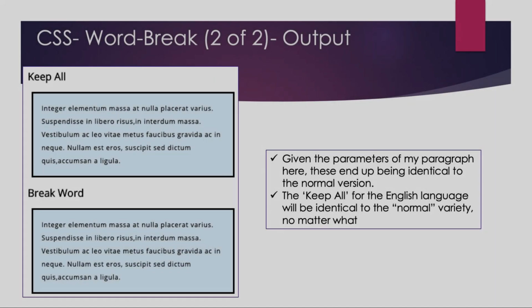So I mentioned this before, it really depends on your parameters, and given the parameters of my paragraphs here, these end up looking identical to the normal version. The keep all version for the English language will be identical to the normal variety, no matter what we do.